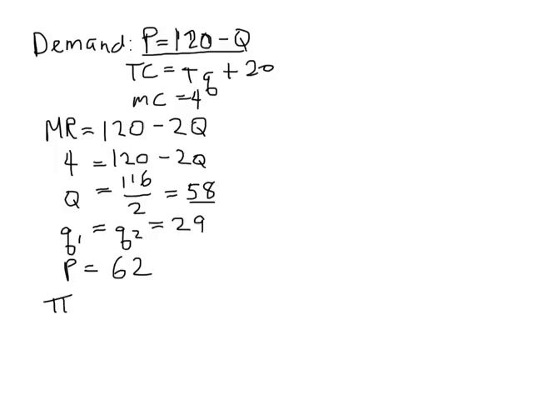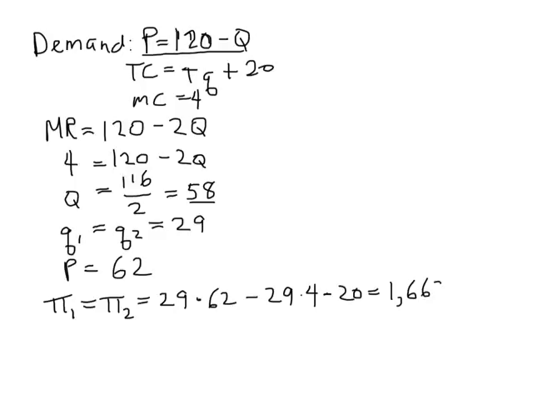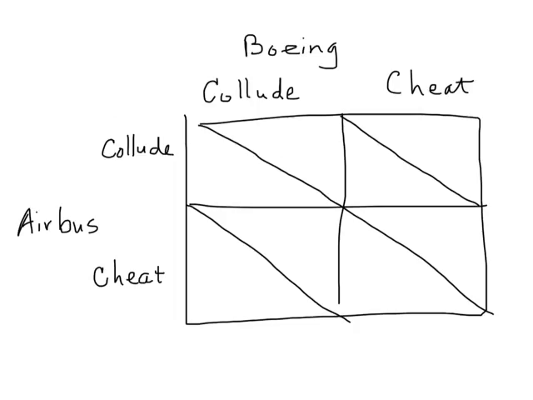Profits. Profits for firm 1 are the same as profits for firm 2. And those are price times quantity. 29 is the quantity times 62 is the price, minus 29 times 4, that's variable cost, minus 20. And we get 1,662 million for each. Let's enter that in to the payoff matrix.